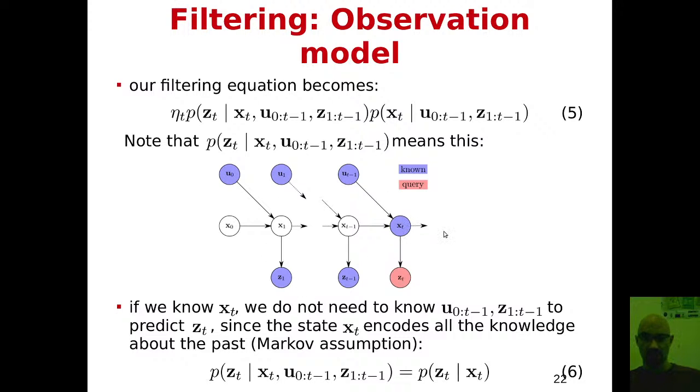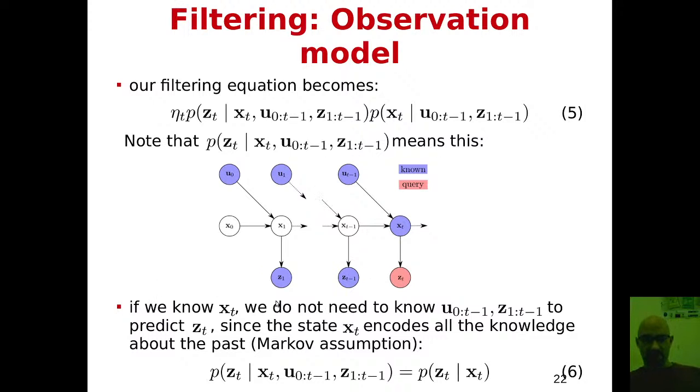And in particular, by looking at this pattern, we see that x of t is the only variable whose knowledge absorbs all the knowledge of the past, because the only way to reach z of t is through x of t. But if we know x of t, then we could say that all this other information contained in the previous controls and in the previous measurements is irrelevant, because x of t is so informative that it will allow us to predict perfectly the distribution of z of t, and it will be the same as the one obtained by including these other terms.